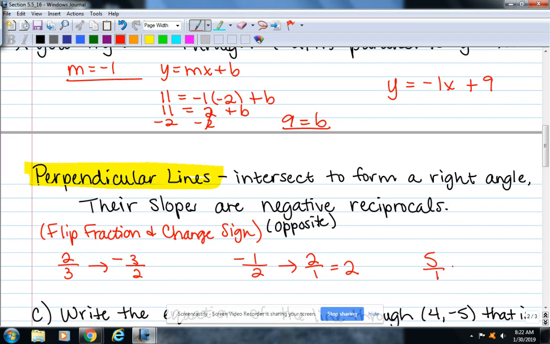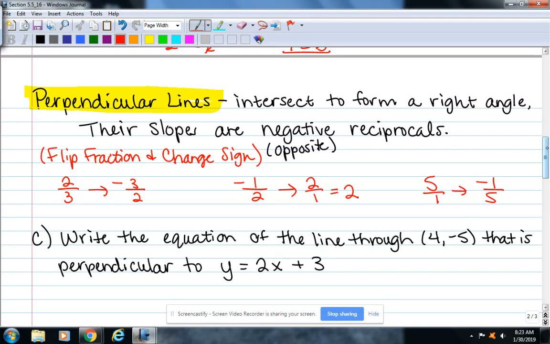Yeah, you can put it over 1, and that would be -1/5. Does that make sense? So if it's a whole number, put it over 1 and then flip it. Okay? So to get the slopes, we're going to flip them, change the sign. Even if it's a whole number, put it over 1 and then flip it. All right?